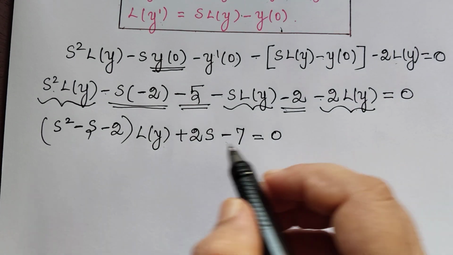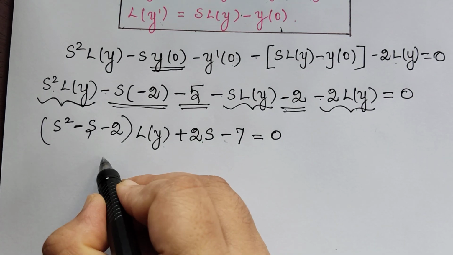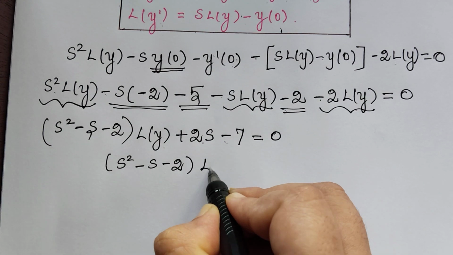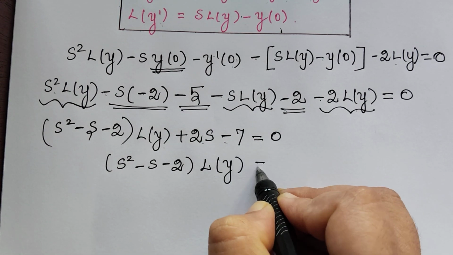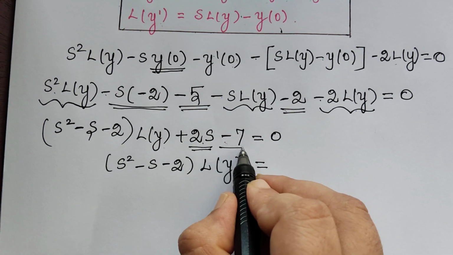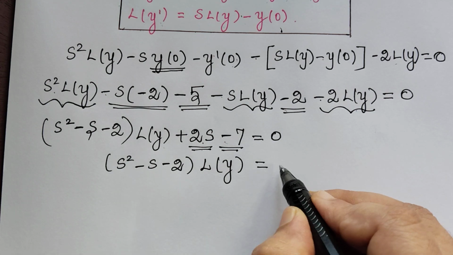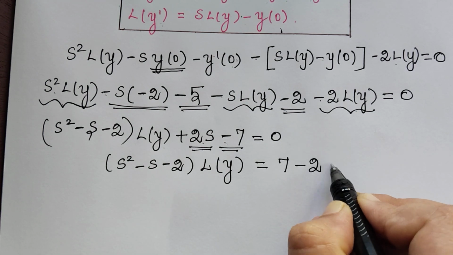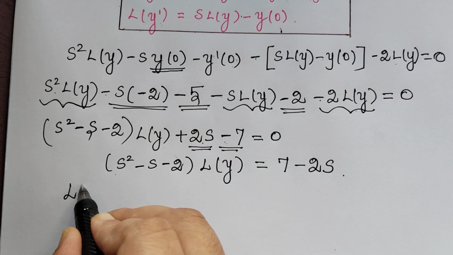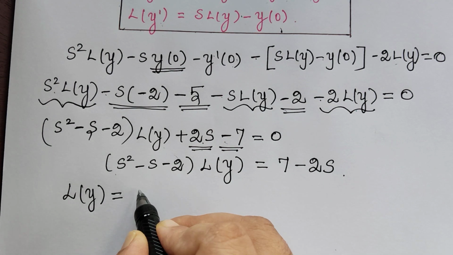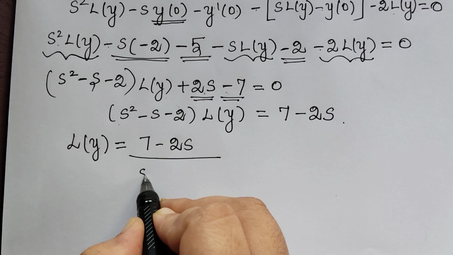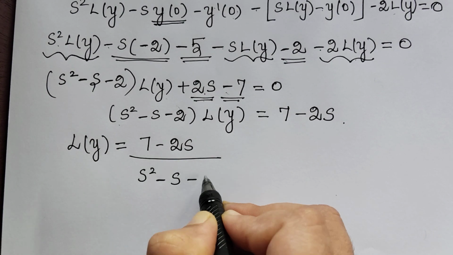Now let us take this 2s minus 7 to the right. So we will have s squared minus s minus 2 multiplied with L of y equal to, when this 2s goes to the right, it becomes negative, and this negative 7 when it goes to the right becomes positive. So it will be 7 minus 2s. Now we have to take this term to the right. So L of y will be equal to 7 minus 2s divided by s squared minus s minus 2.